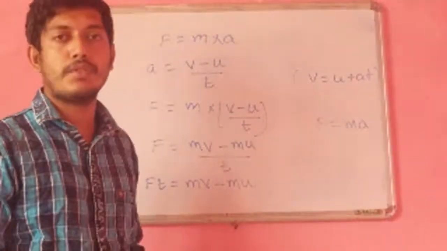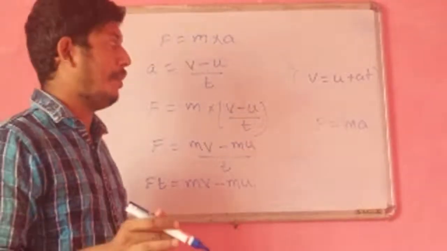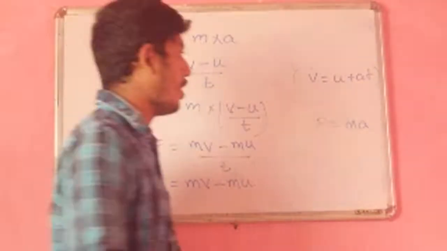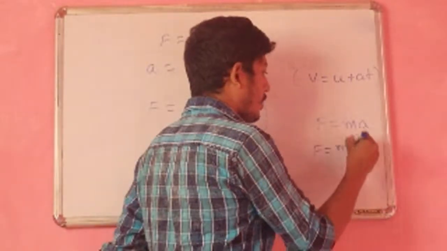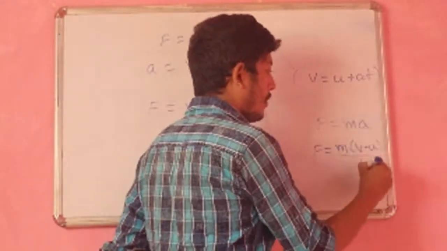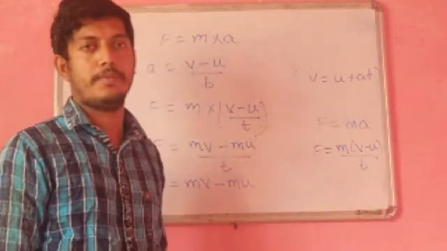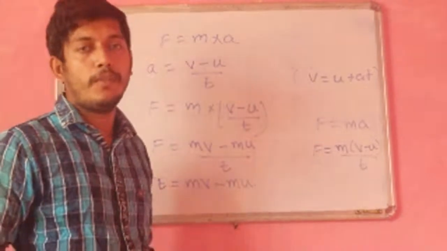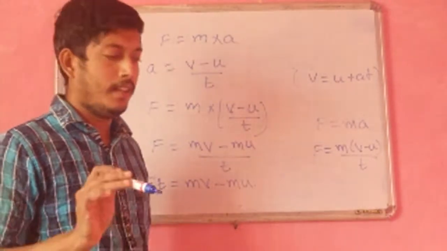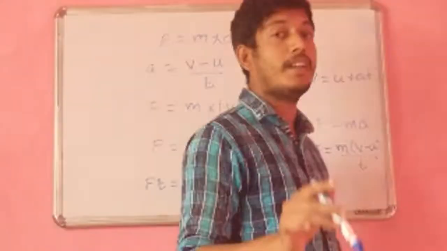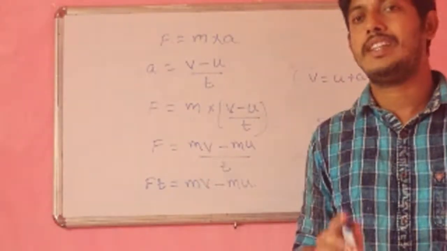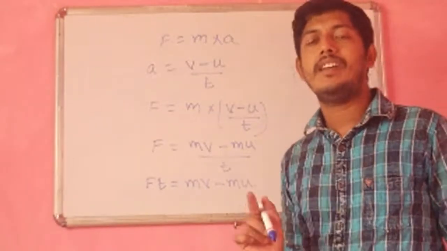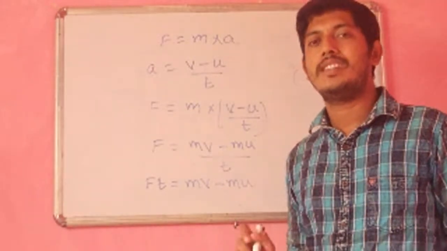If acceleration is not given, but mass, initial velocity, final velocity and time are given, in that case we use F equals m into (v minus u) divided by t. So based on the requirement, we use the expression. Only if they ask what is the mathematical expression of Newton's second law of motion, in that case we use F equals ma. That is the mathematical expression of Newton's second law of motion.